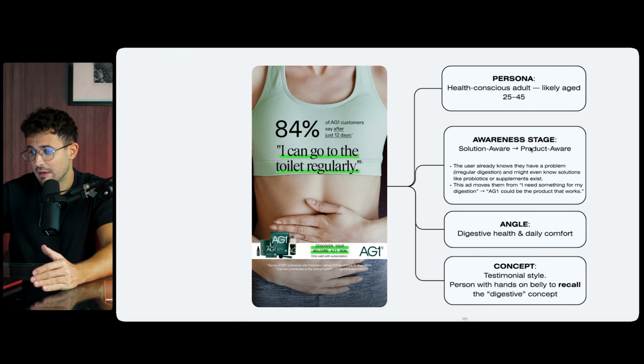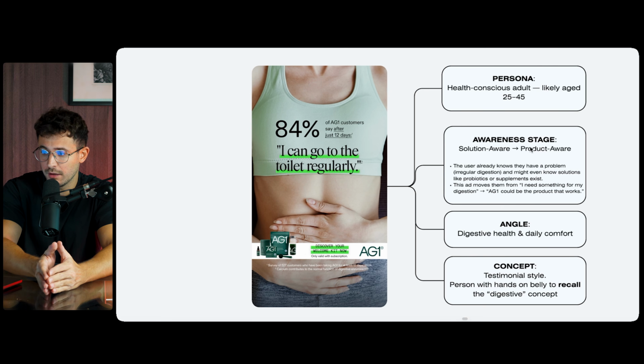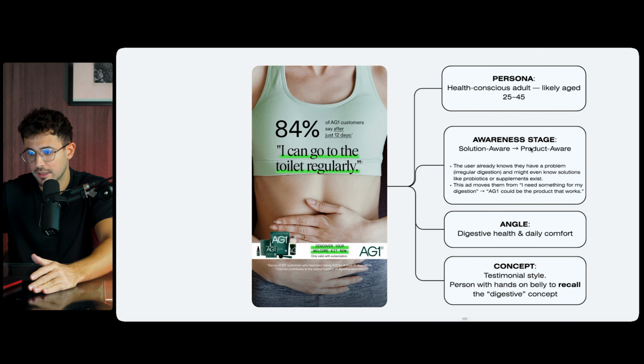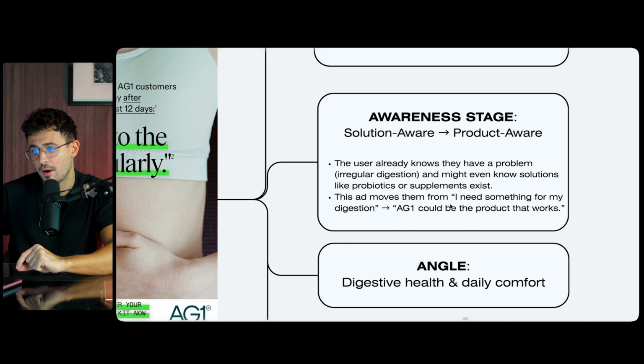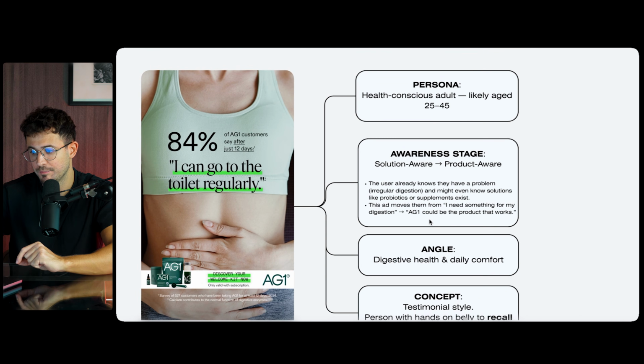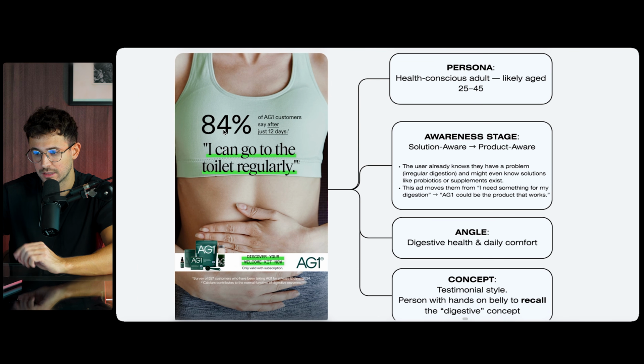Now, we also have a user awareness stage here specifically that is bringing people from solution aware to product aware. The user already knows they have a problem, which is irregular digestion, and might even know solutions like probiotics or supplements exist, right? So what this ad basically does is move them from I need something for my digestion to AG1 could actually be the solution, the product that works. As you can see, this is speaking specifically to digestion.